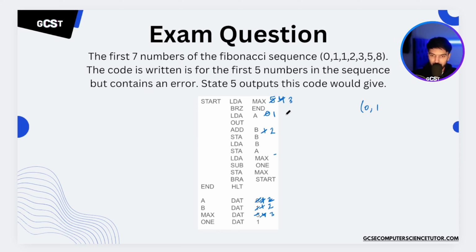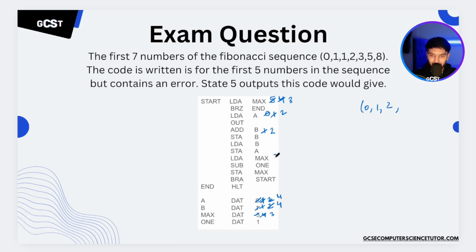Then we load A, so we get 2, and we output that. Then we store that in B. No, we add 2 onto that, so we get 4. Store that in B, and then we store that in A.